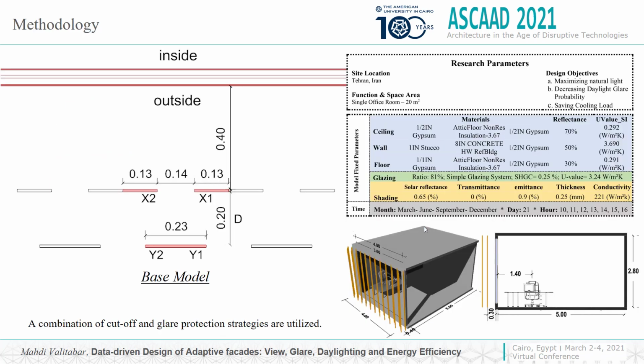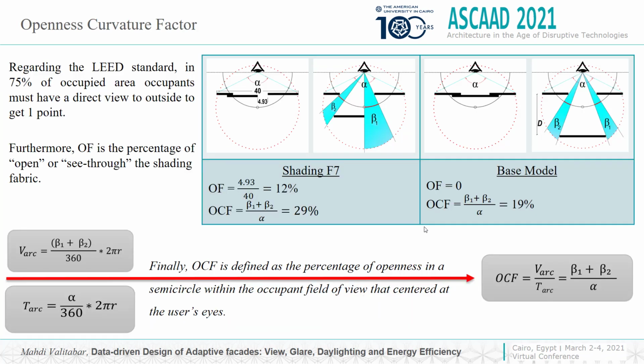On the left side, you can see the details of the base shading model which was utilized in this research. This is a multi-layer shading system which consists of 3 layers with a gap between them. The algorithm tries to change these dimensions in order to reach a balance between occupants' requirements and building energy criteria. Furthermore, a combination of cutoff and glare protection strategies were utilized to reach the research goals.